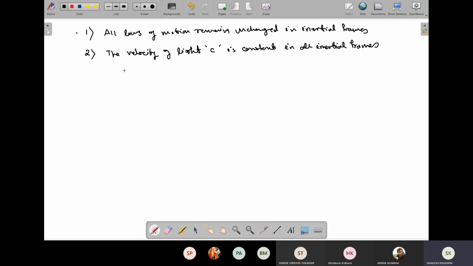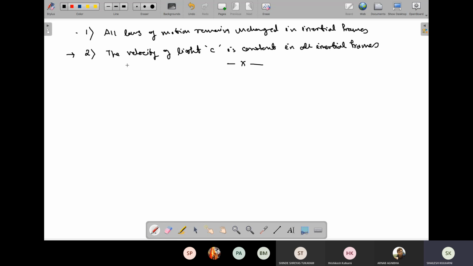Okay, so these are the two postulates of special relativity. This is the addition. This is the only addition we have in special relativity. Now we have to see with this addition, can we resolve what kind of transformations we get, and can we resolve the problem which was occurring in Galilean transformation.